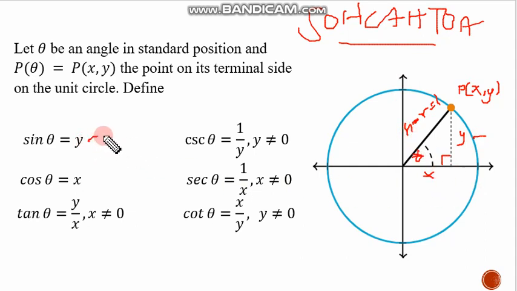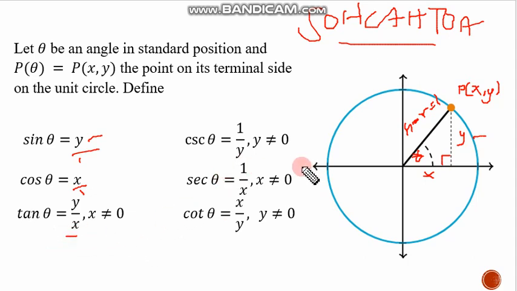Sine is equal to opposite over hypotenuse, which is h here. So the opposite is y over the hypotenuse is 1. So sine theta is equal to y. Cosine theta is the adjacent, which is the x, over the hypotenuse, which is 1. So cosine theta is x over 1 or just x. Tangent theta is equal to opposite over adjacent. So that's y over x.